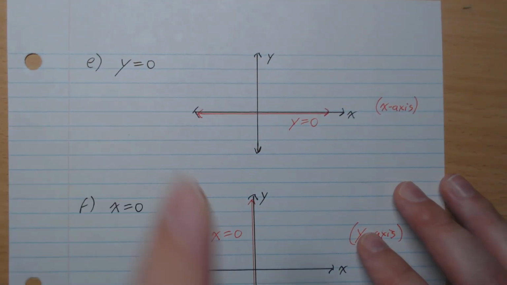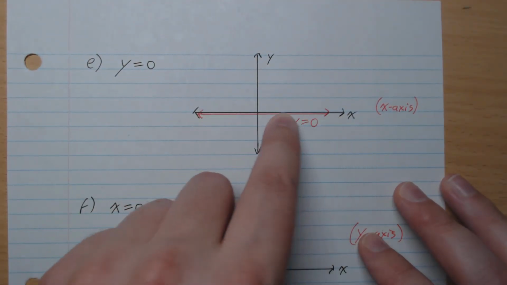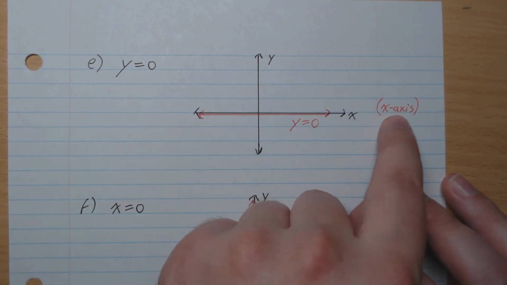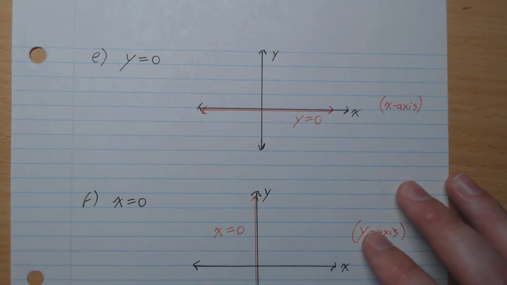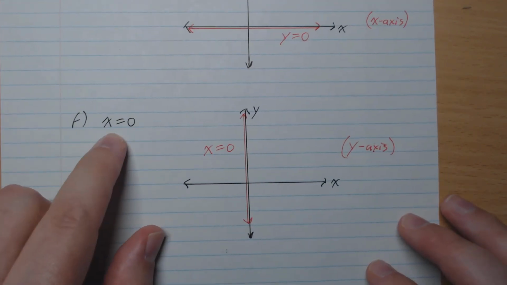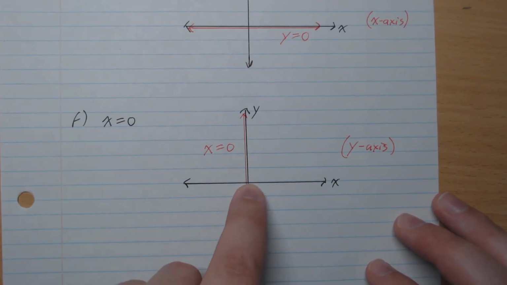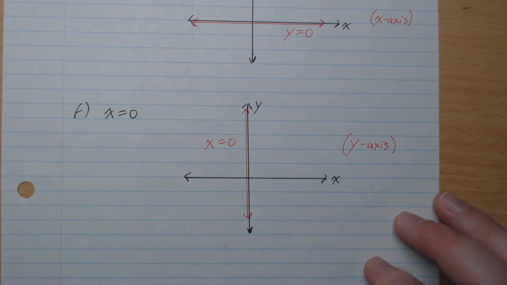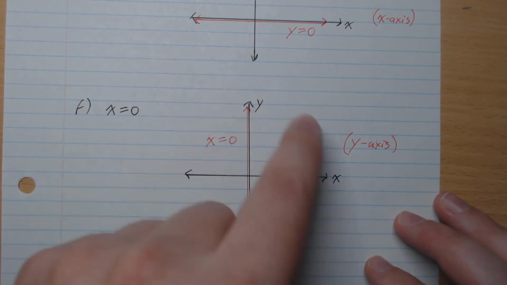Y equals 0. And so this is the red line here. No matter what the x value is, the y is always 0. So this is basically the x-axis here. In f, x equals 0. So when x is 0, that's all of these lines here. So x equals 0, this is the line, and it's equivalent to being the y-axis, like that.